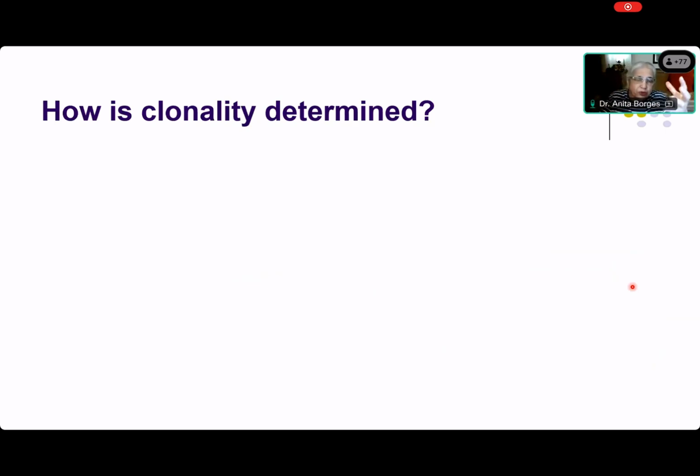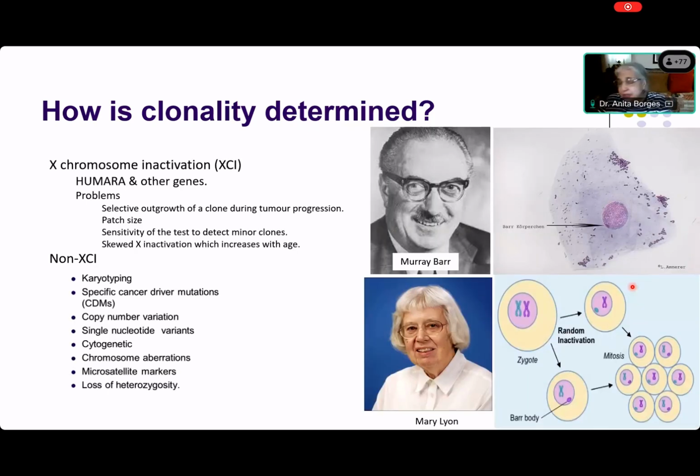Okay, so we have to understand, why is it that we are not able to determine that something is biclonal or triclonal? Why have we for years thought that a tumor is monoclonal? The most common way in which this has been done is by using X chromosome inactivation. And I don't know if you know about X chromosome inactivation.